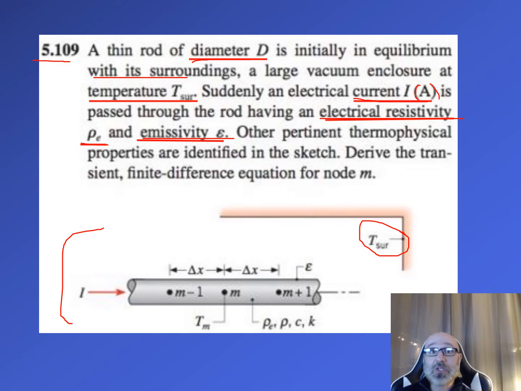What they're asking us to do is to derive a transient finite difference equation for our node M right there. So you can see there's our M, there's our M plus 1, there's our M minus 1 right there. So now we can go through and utilize some of those governing equations in order to solve for this and derive the transient finite difference equation for that center node M right there.